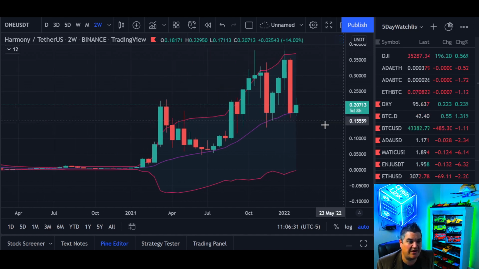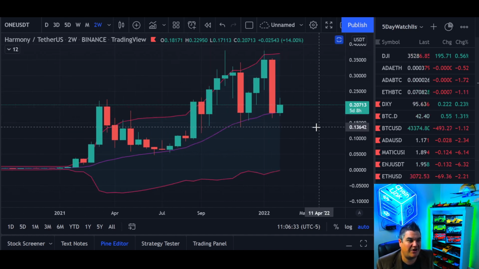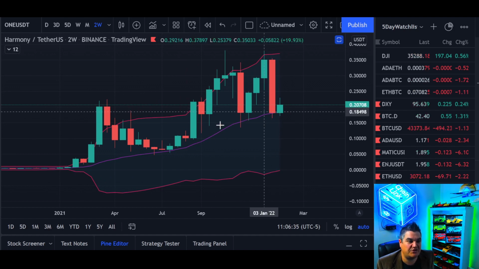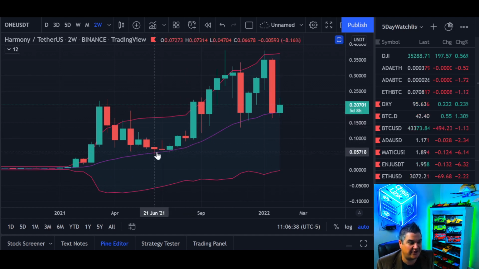And this is pretty big. Maybe you haven't even seen this before. Harmony One tends to respect that median Bollinger Band line on the 2-week chart. Look at this. Back in June, July, right? Holding support perfectly right there.